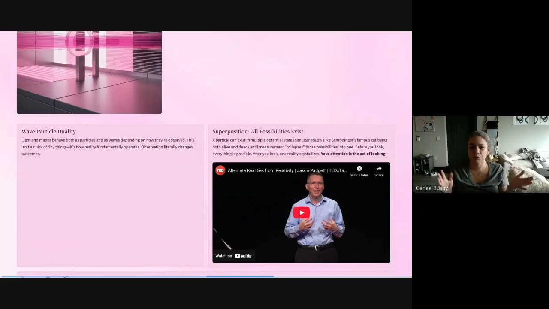Okay, so then this idea of superposition, that all possibilities exist. You guys have probably heard of the Schrodinger's cat experiment. I'm sure everybody's heard of that one, right? If the cat is in a box and it's both dead and alive at the same time, all the possibilities of the cat exist in that box all at the same time. You won't know what is actually existing until you open the box, and then by measuring if the cat is dead or alive, it collapses all the possibilities into one possibility, which is it is now as you observe it. So before you open the box, everything is possible. After you look at it, there's only one reality.